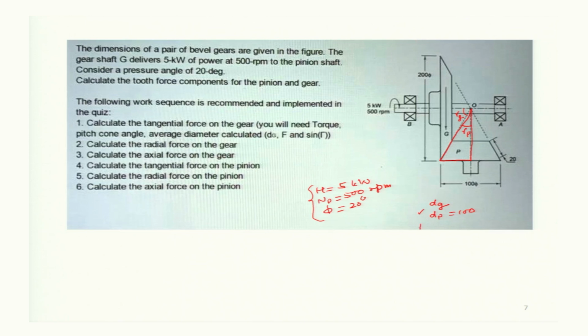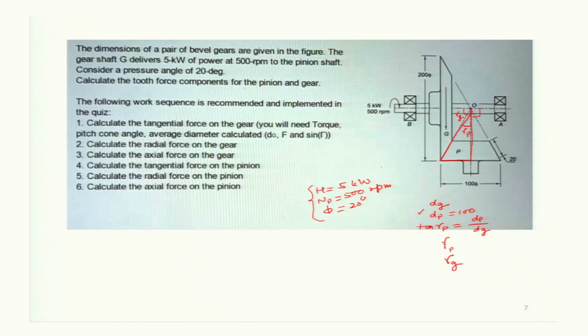So, tan of the gamma p, because the shaft angle is 90 degrees. So, we can apply this relationship. Tan gamma p is equal to dp divided by 2. So, let us only write dp, because on the denominator we will get the dg divided by 2. So, dg. So, from here you may get the gamma p. Similarly, you can get the gamma g.